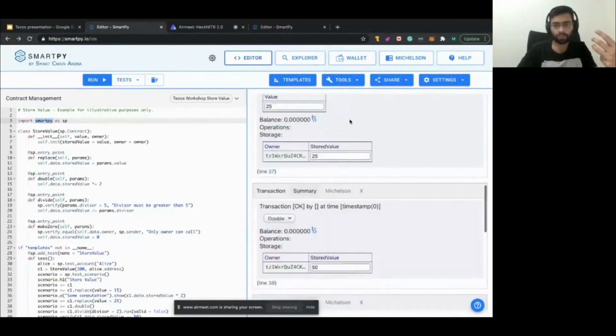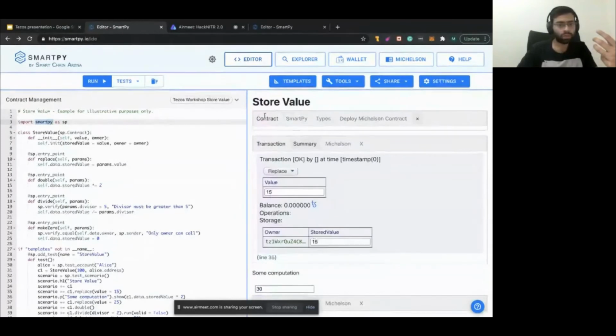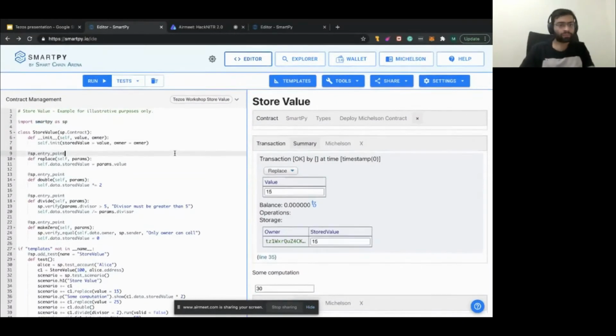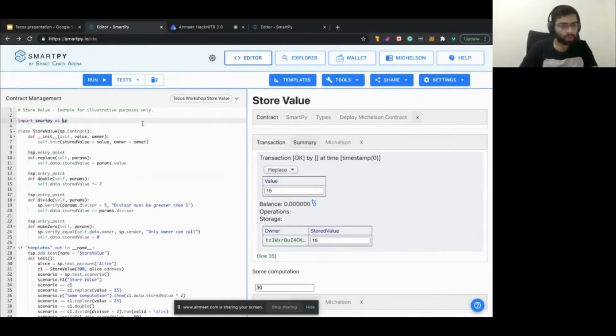Okay, forget it. So yeah, this is how you import SmartPy as sp, and then you start using the entire library to build your contract. So every contract is basically a class that implements and extends sp.Contract, and it has an init function which takes a couple of things which you can customize, of course.